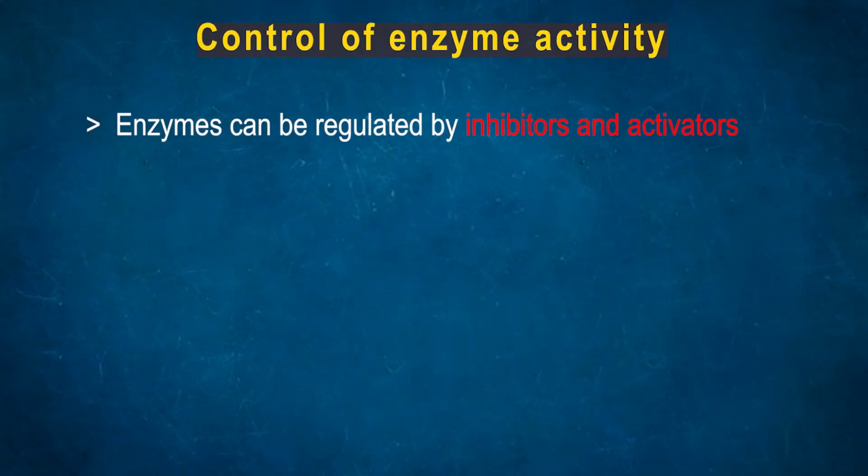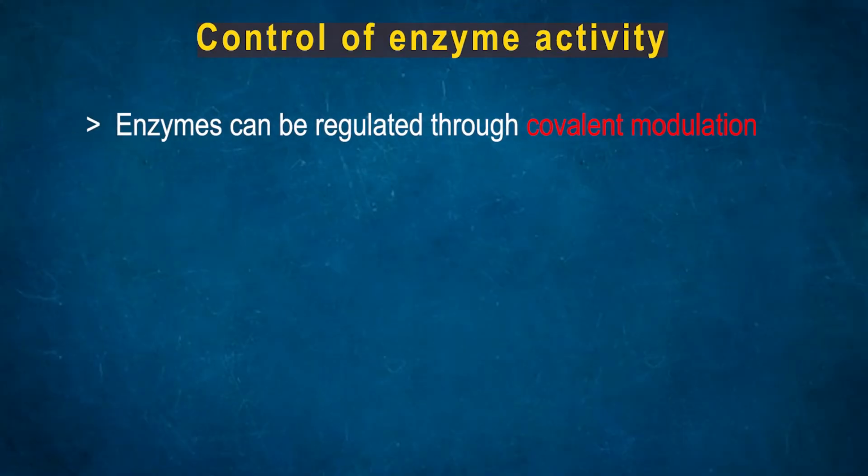Enzymes can be regulated by inhibitors and activators. We know that the last product can inhibit the committed step in a series of metabolic reactions. Enzymes can be regulated through covalent modulation. So palmitoylation and phosphorylation can regulate the enzymatic activity. We note that glycogen synthase and phosphorylase can be activated or deactivated by phosphorylation by kinase, as well as removal of the phosphate group by the phosphatases, with respect to the insulin hormone.